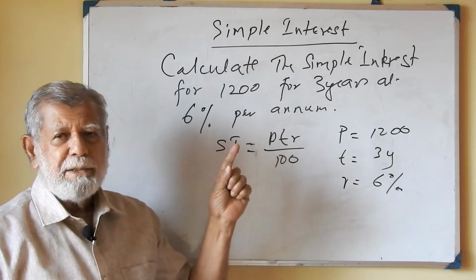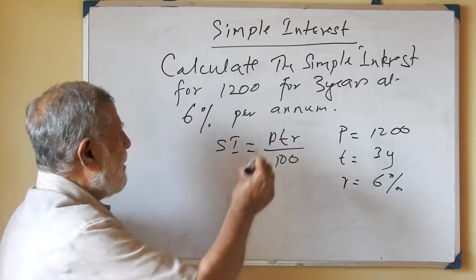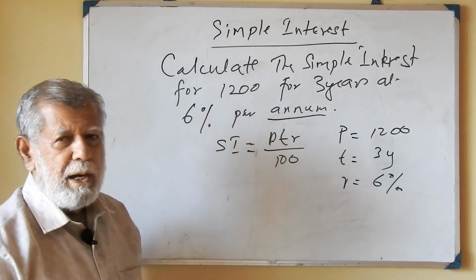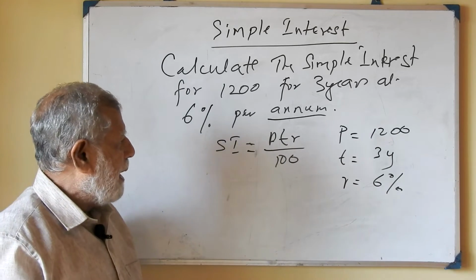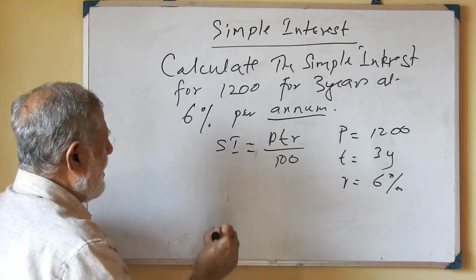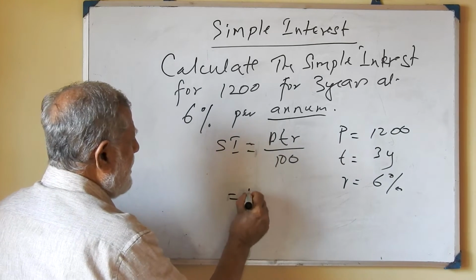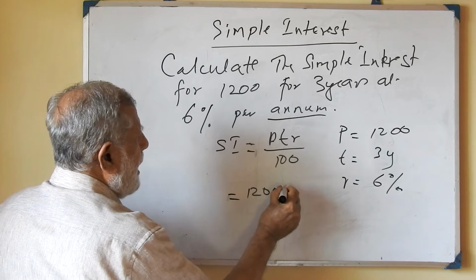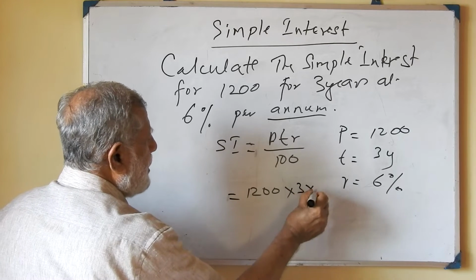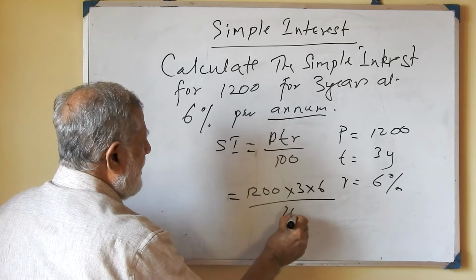Now banks charge interest per annum. Per annum is a very important word. Per annum means per year. So you have to pay interest for the year. Now we just apply the formula and get the answer. Now that is 1,200 into 3 into 6 divided by 100.